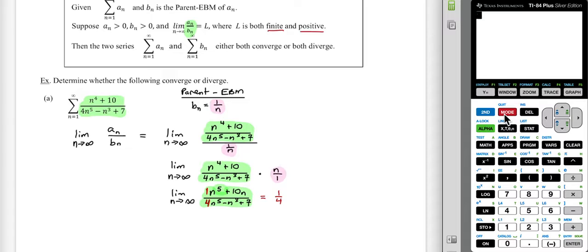All right. So suppose a sub n, b sub n are both greater than 0. Check. I mean, actually, kind of check. We checked the a sub n. We didn't check the 1 over n, but we know that that function looks like this.